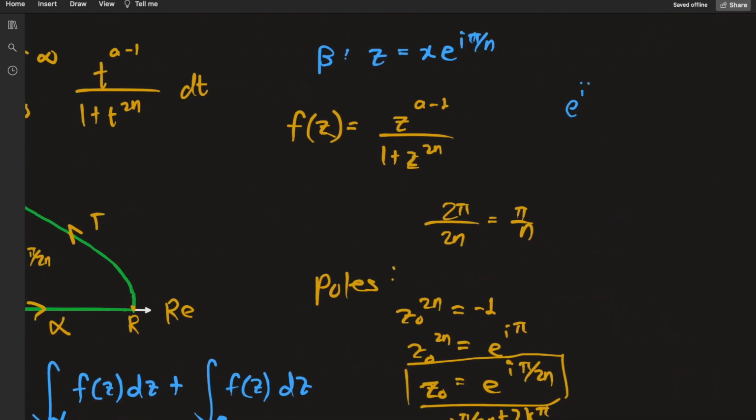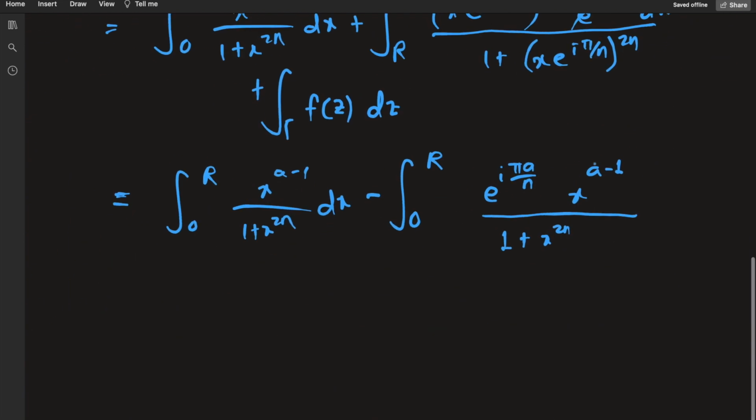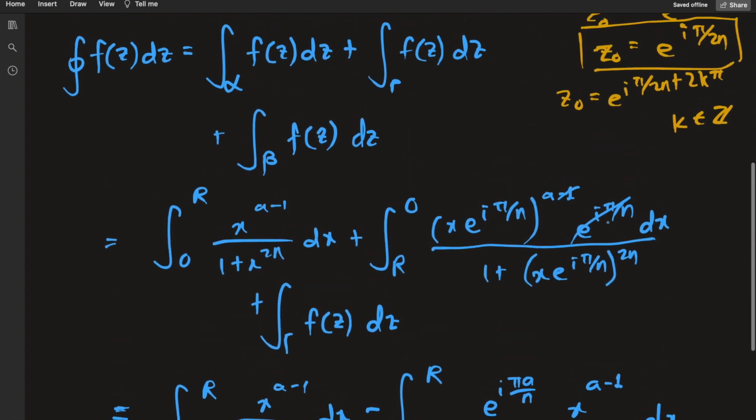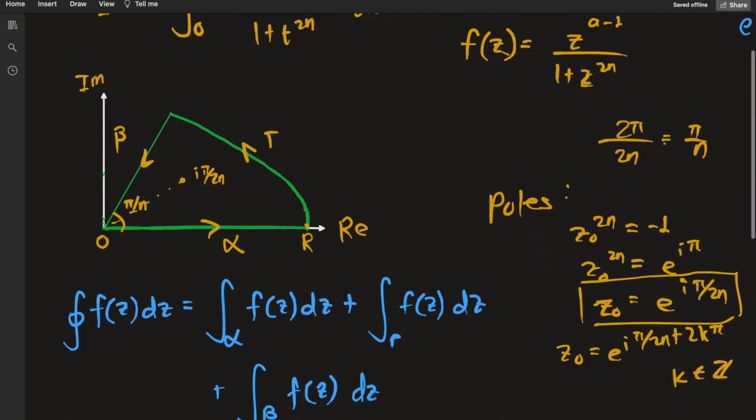So e to the i times 2 pi can be expressed as cosine of 2 pi plus i sine of 2 pi, which is precisely equal to 1. Cosine 2 pi is 1, and the sine term becomes 0. So we don't need to bother about that at all. It just vanishes and becomes 1.